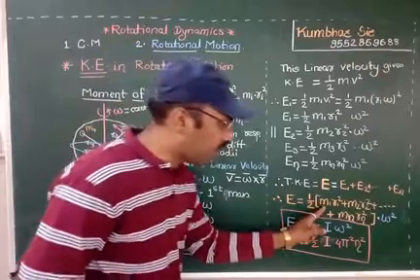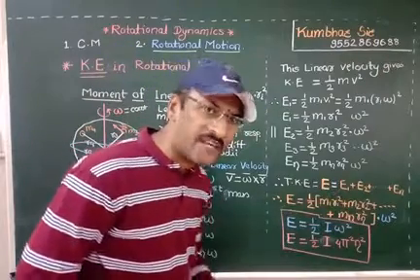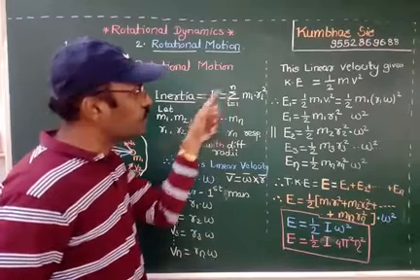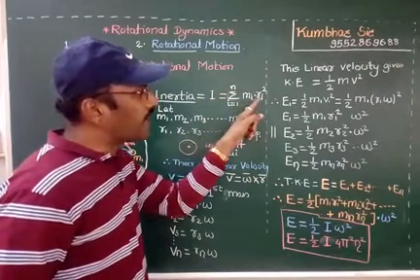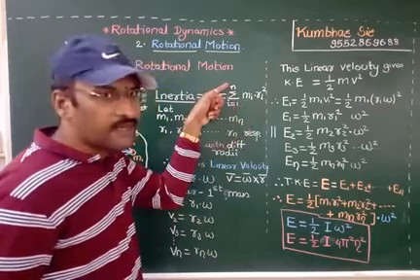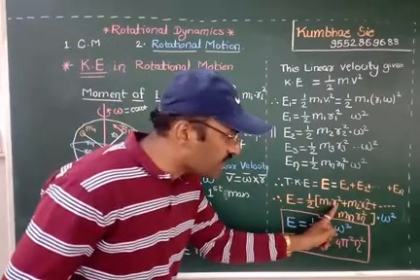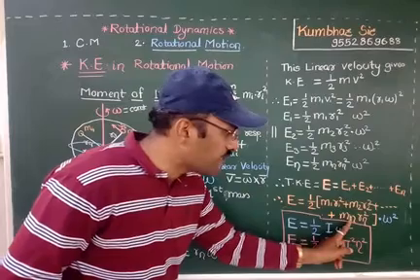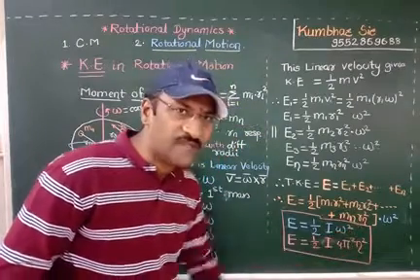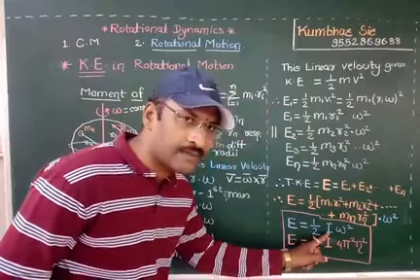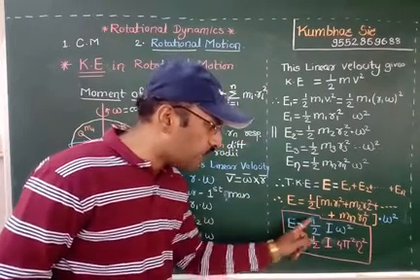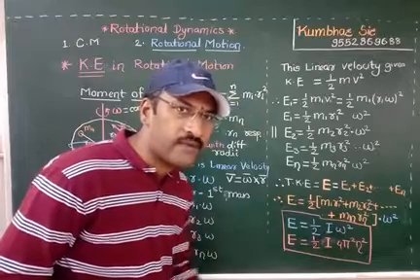Now we know the general definition of moment of inertia: I equals summation mi ri square, where i goes from 1 to n. Hence, m1 r1 square plus m2 r2 square plus m3 r3 square plus mn rn square equals I. Hence, the kinetic energy in the rotational motion is equal to 1/2 I omega square.